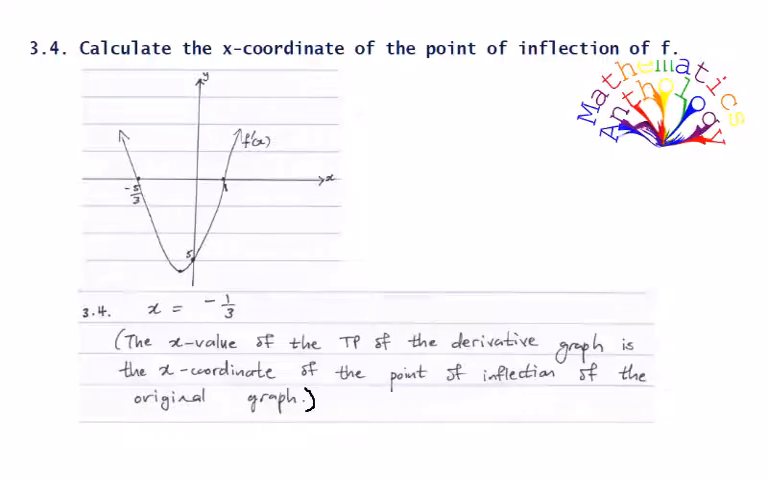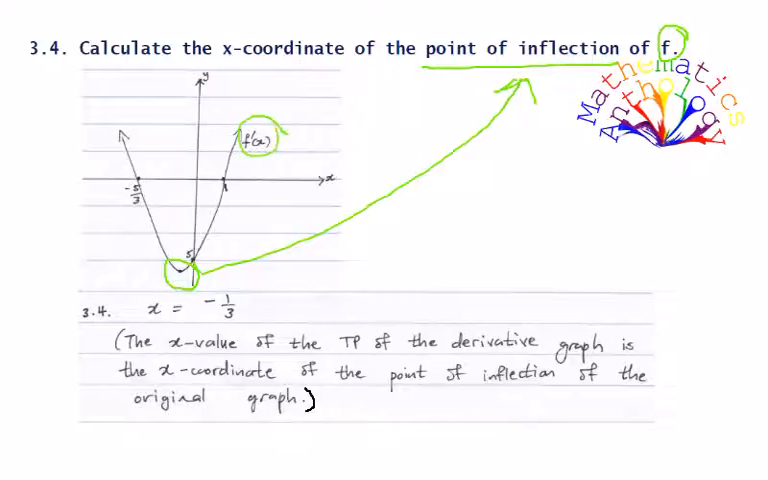3.4 Now, calculate the x-coordinate of the point of inflection of f. Okay, I have a note at the bottom here about the point of inflection. Just to note here again, they want the point of inflection of f, which is the original graph. How do we get that from the derivative graph?